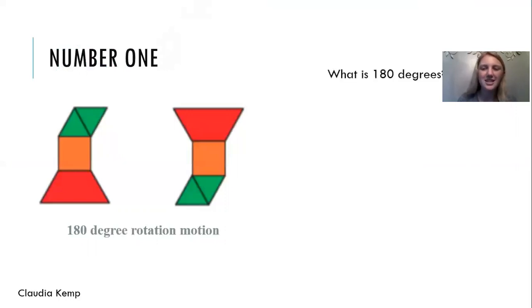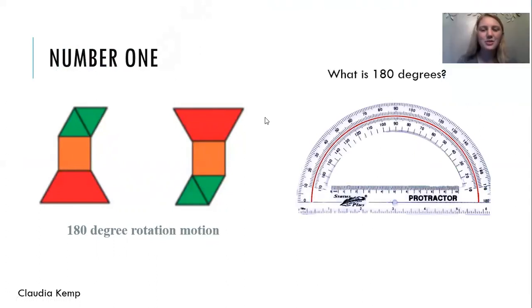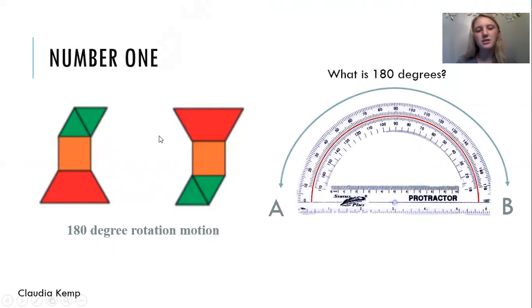Well, if we use this handy-dandy protractor right here, let me move my face 1 second. Okay, we use this protractor right here. We can see that A is at point 0 and B is at point 180. Therefore, anything that goes from point A to point B is 180 degrees. As you can see here, the green triangles here went from point A to point B, 180-degree rotation.